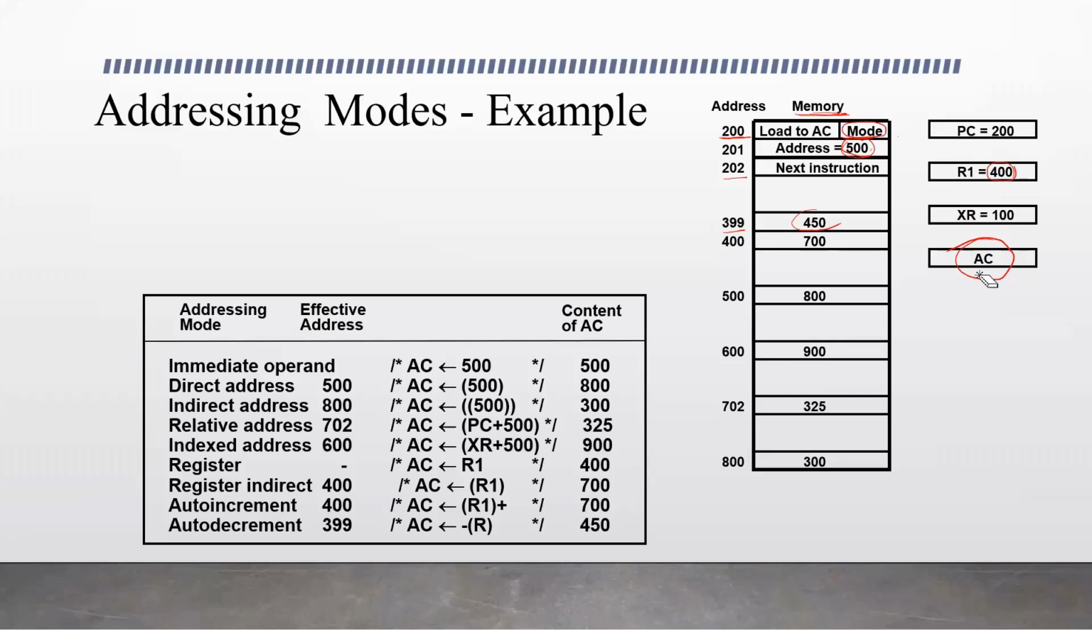We are going to load as per the instruction. We have to calculate the effective address first. The address given in the instruction is 500. If it is immediate mode, this is the data, not the address. This is considered as data. And if it is direct mode, this has to be considered as the effective address. And similarly for indirect addressing mode, based on the different modes, we need to calculate the effective address. And finally, that value needs to be stored in the accumulator.